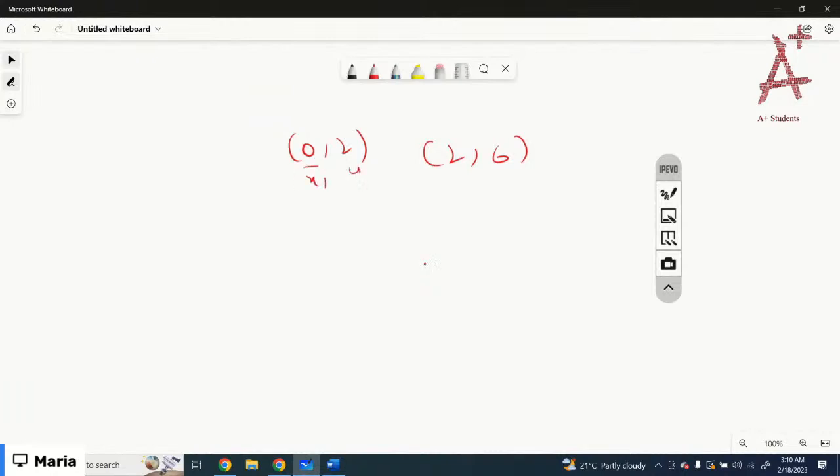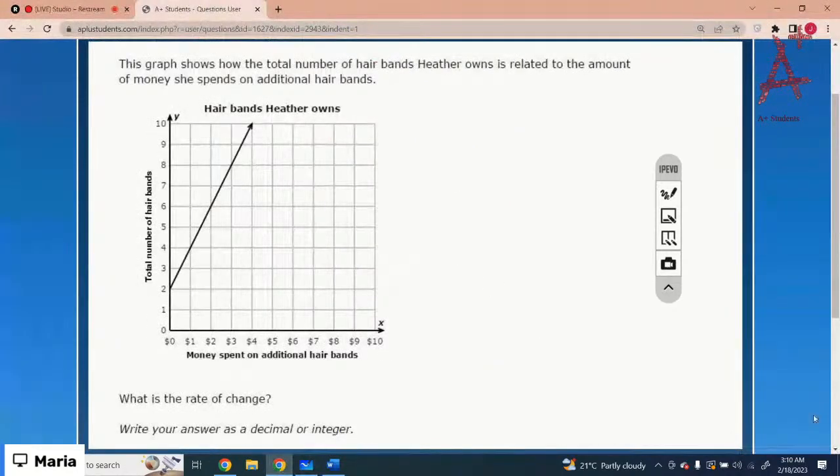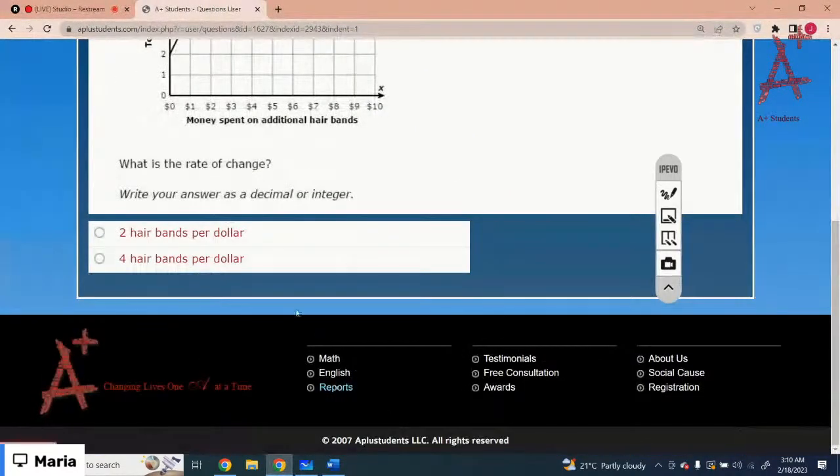This is x1, y1, x2, y2. So the slope is y2 minus y1, that is 6 minus 2 over 2 minus 0. So 6 minus 2 is 4 and 4 over 2, so the slope of the graph is 2. Got it? So the correct option is 2. So that is 2 hair bands per dollar. So the correct option is the first one.